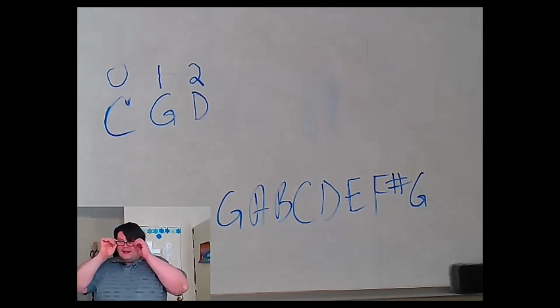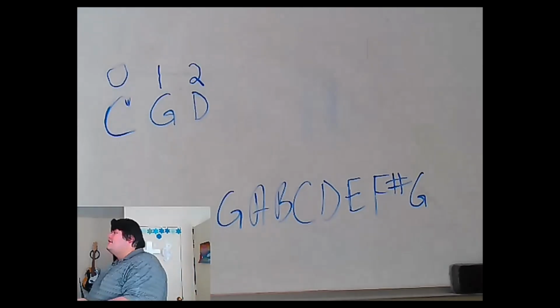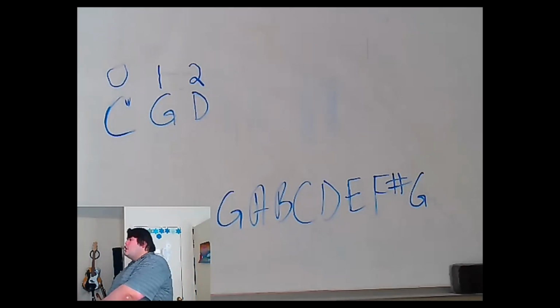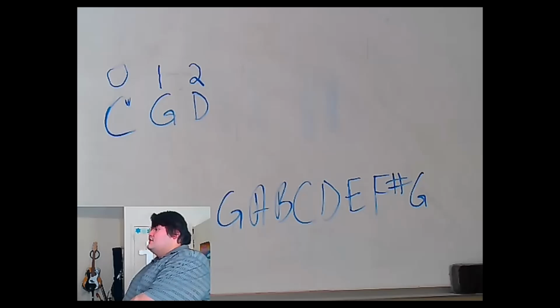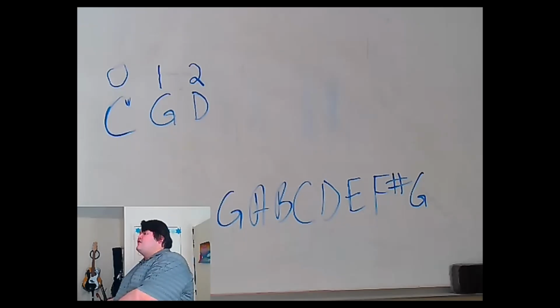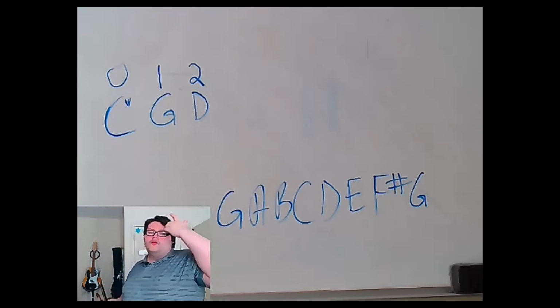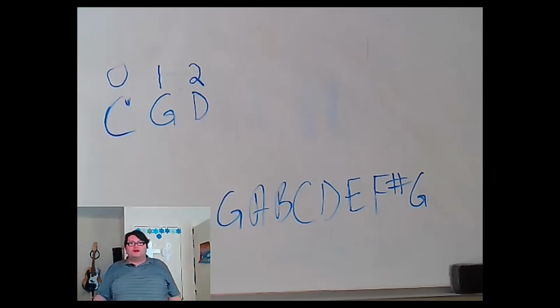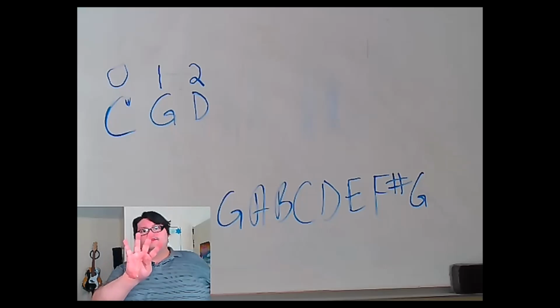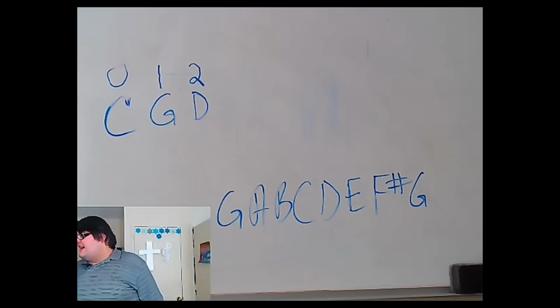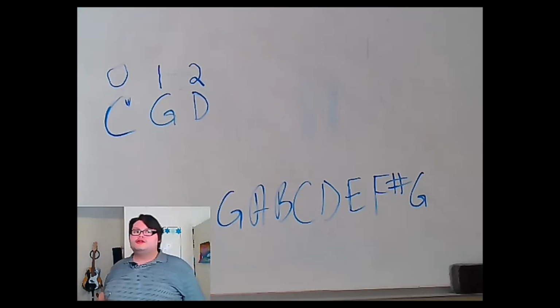I'm going to clean my glasses. So as you can see, there's a sharp on the F. So that means that the F is already going to be sharped in the D major scale. Now we need to figure out what note we're going to do next. So what we do is we count up to 4. And that 4 is going to tell us what note we're going to sharp next.